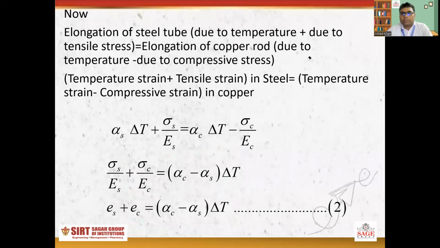So hope you understood the concept of temperature stress in a simple bar as well as in a composite bar.